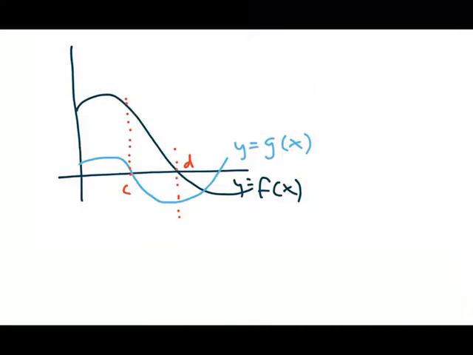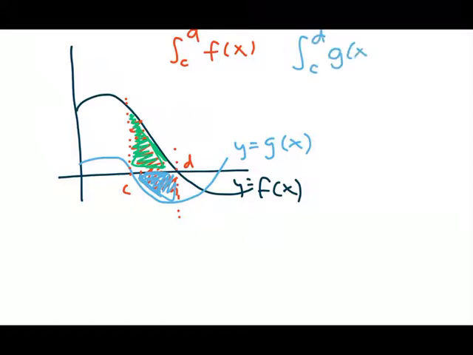If we're asking for this area here, we would be looking at the integral from c to d of f of x. That would give me this top piece, which would be positive area. And if you're thinking about this area down here, this is going to be negative area. So we could represent that area as the integral from c to d of g of x dx.